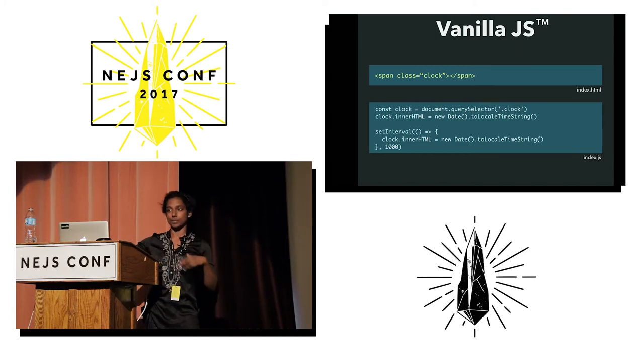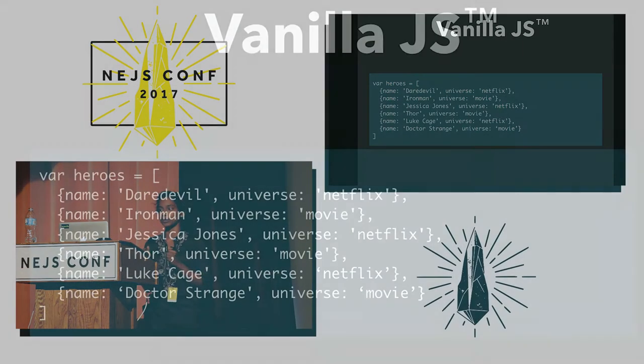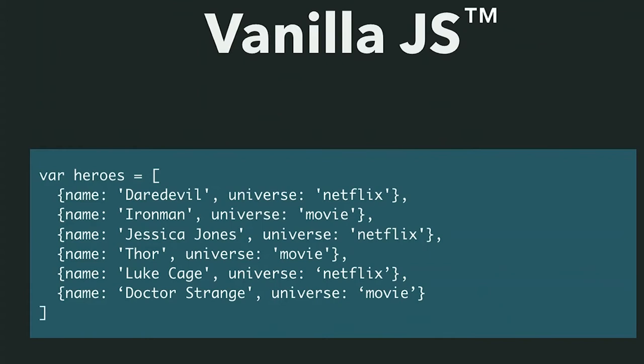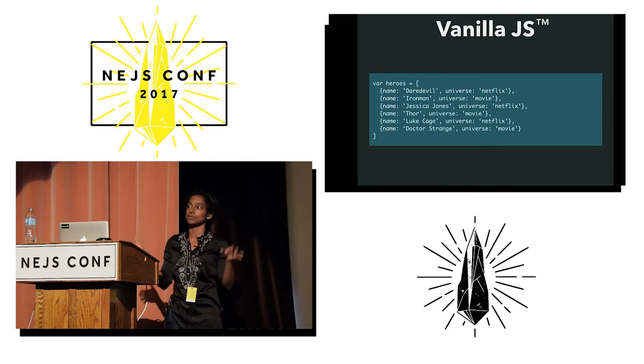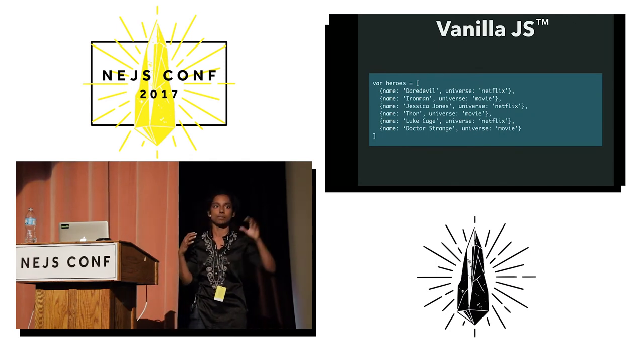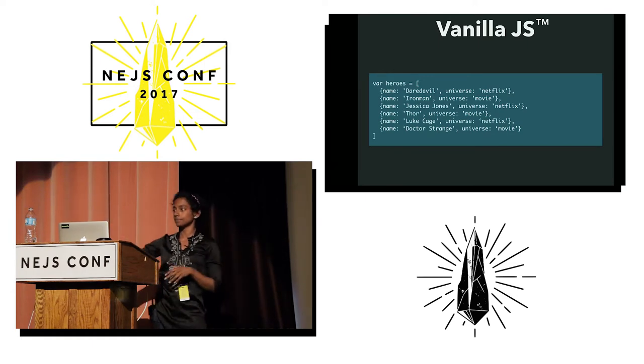And we'll look at another example to show you a little bit of that. So we're going to use an example of filtering a bunch of Marvel superheroes. In this case, it's only like six of them. And I'm splitting them based on the cinematic universe they belong to. So they can be in the Netflix original series, or they're in movies.